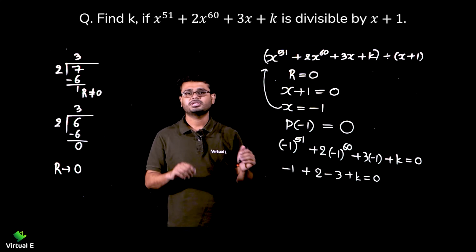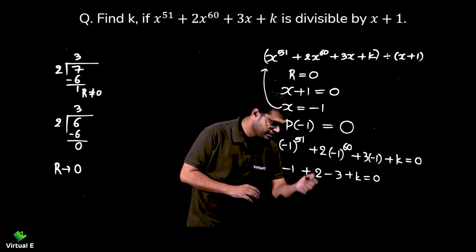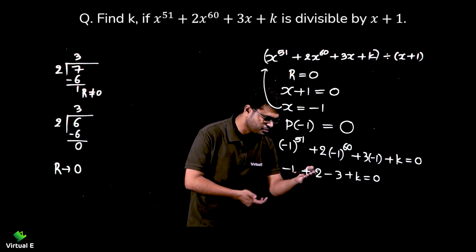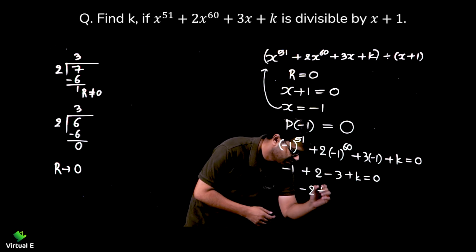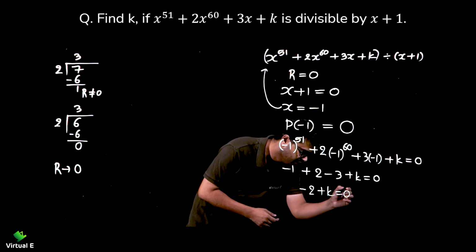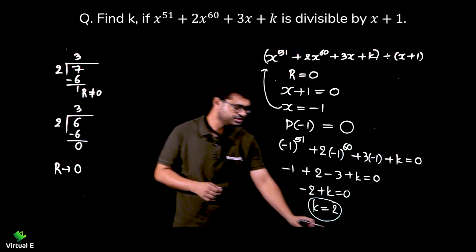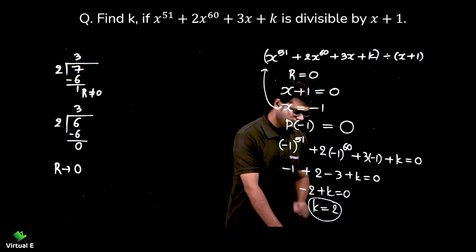Now it is a linear equation in one variable. Simple. So here minus 1 and plus 2, let's simplify and finish it off. So plus 1, minus 3, you'll get minus 2 plus k is equal to 0. So the value of k is positive 2. So this is my answer for the value of k.